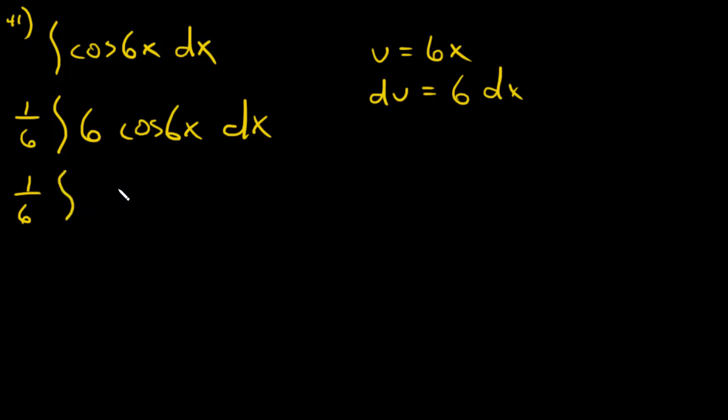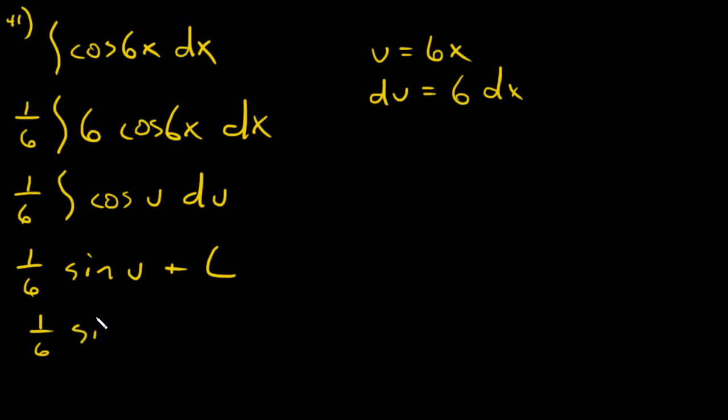1/6 times, well, we're going to have cosine u du. The u substitutes for the 6x, and then the 6 dx becomes du. So now I can do this integral. This becomes 1/6 times, what's the integral of cosine u? Well, what do I differentiate to get cosine u? I differentiate sine u plus c, and now I just substitute back in. This becomes 1/6 times sine of 6x plus c, just like that. And there you have it.